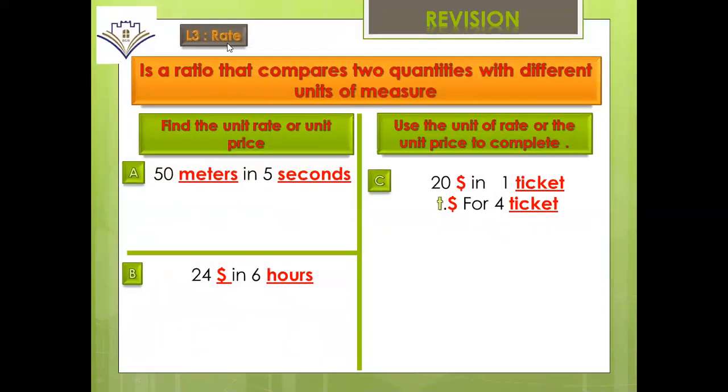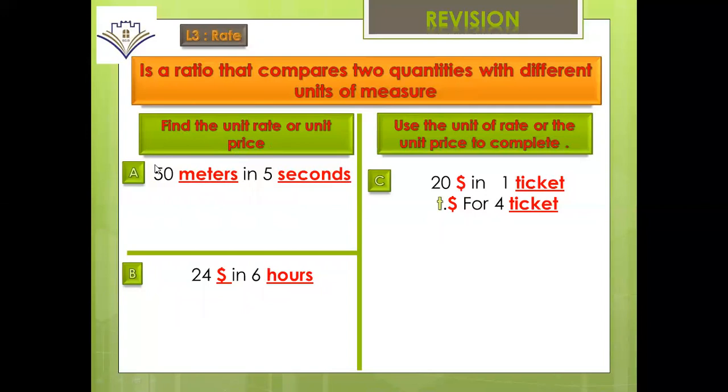Rate. What does it mean by rate? Rate is a ratio, but that compares two quantities with different units of measure. Okay? Find the unit rate or unit price.